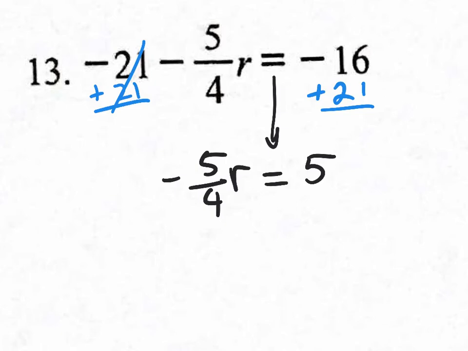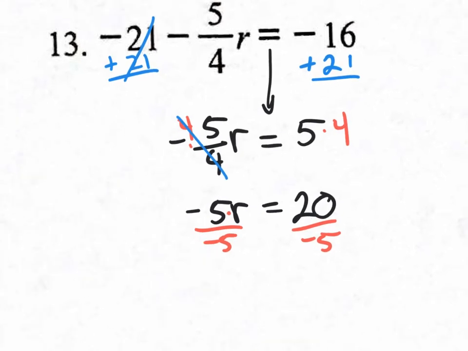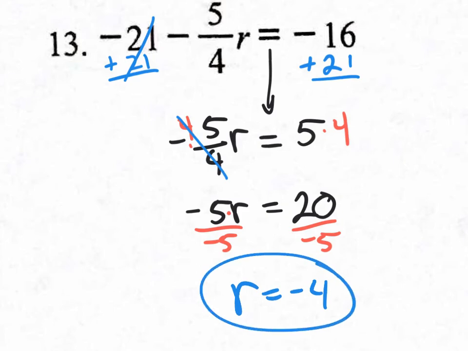So it's a lot easier now to multiply by 4 here and there. That way, you get a simple answer. The 4's cancel out. 4 divided by 4 cancels. We have a negative 5r equals 20. Final step. Divide by, and let's make it a negative 5. That way, the negative cancels out, and we have a nice, beautiful r. R equals negative 4. There's your answer.